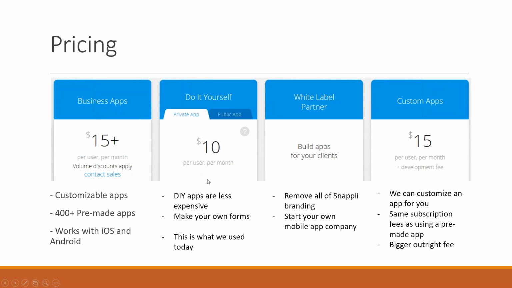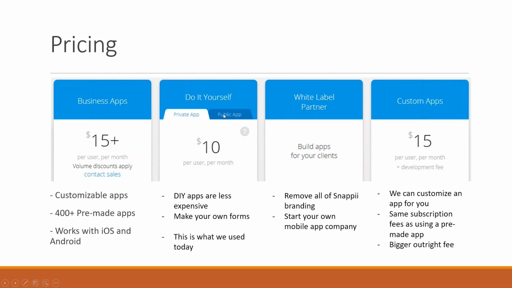We also have the do-it-yourself apps. If you make the app yourself from scratch, it's a little bit less expensive, and this will give you access to make your own forms, which is what we were doing today. So if you do the exact same process that we did today, this is the column you're going to be looking at. It'll be $10 per user per month, so a little bit cheaper. Volume discounts don't apply for this one, but it is a little bit cheaper outright, and it gives you more control because you can access the app right away from the editor.